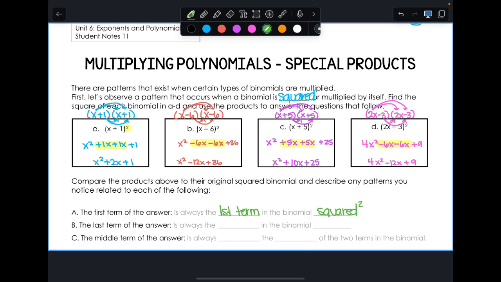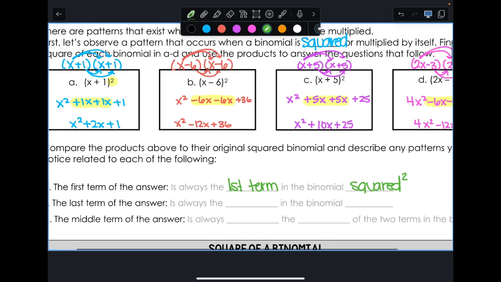Okay. So x times x, x squared. 2x times 2x, 4x squared. So the first term will be the first term squared. What about the last term? It's always positive. It will always end up being positive.